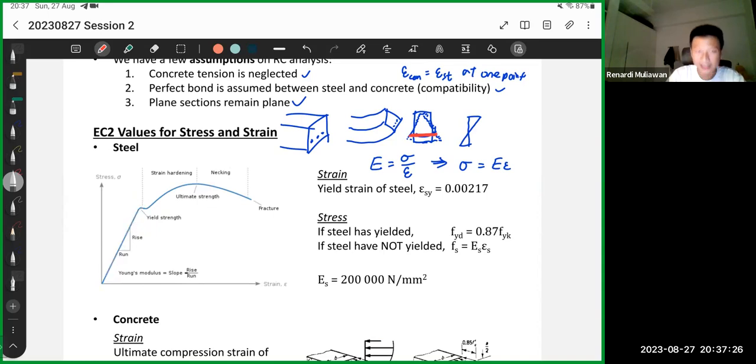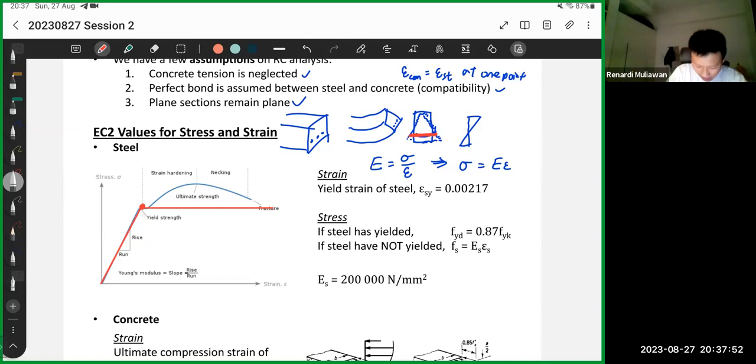But engineers like to simplify things. So this is the actual graph, but the graph that we will use is actually something like this. Initially it's the same, a straight line. Then it goes to the yield strength. Then we just assume the next is just a straight line. So it's way simpler for engineers to design things. We just need to consider two lines.